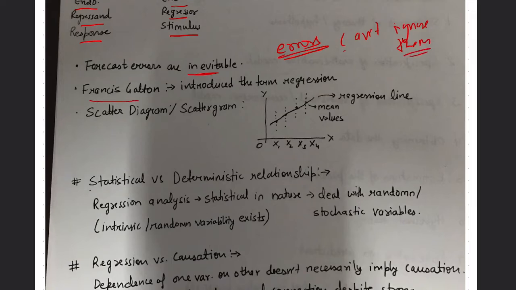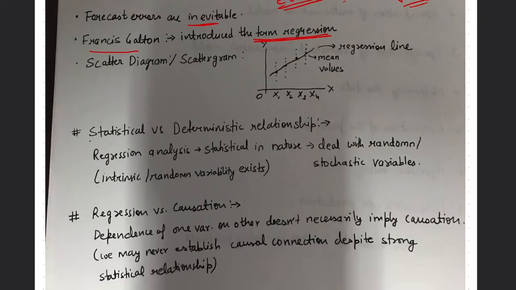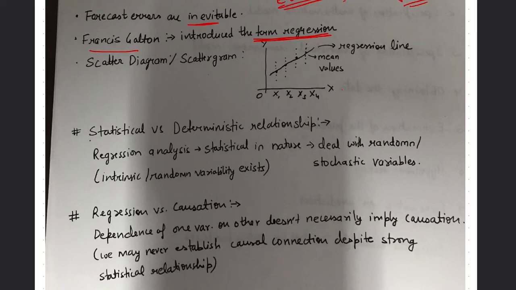Francis Galton introduced the term regression. Now a scatter diagram is basically represented with one axis as x and the other as y, and we have x1, x2, x3, x4 observations, for example. Depending on that we get a regression line, and the regression line always passes through the mean values.